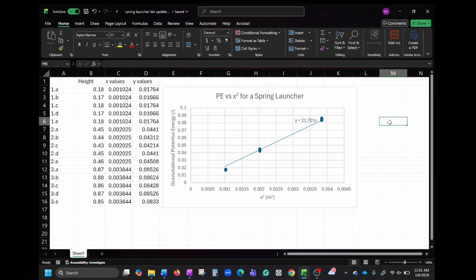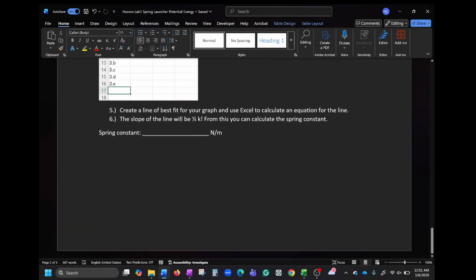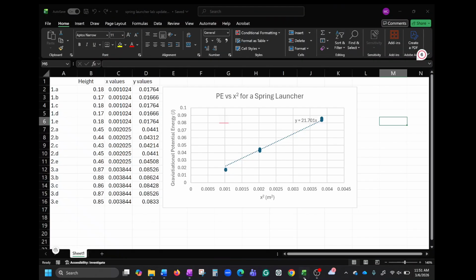So once you have this, this is pretty much it. You would then take your slope here, multiply it by 2, and then that is going to be how you wrap up this document. You put your spring constant in here, which based on my experiment is 43.4 newtons per meter, as that was twice the slope of my line. And that is it. Hopefully that's enough to kind of get you where you need to go.